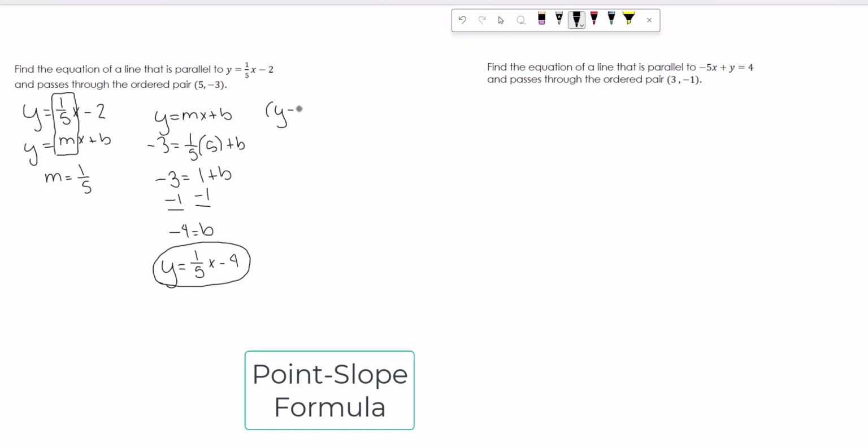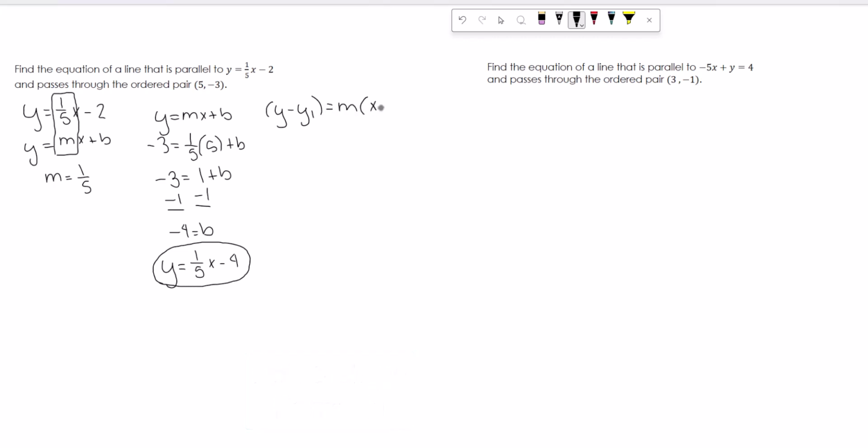We'll have y minus y1 equals m times x minus x1. The first y stays there, minus, now our y value in the ordered pair is -3, equals, our slope is 1/5 times, the x stays there, minus our x value, which is 5. Two negatives make a positive, so we have y plus 3 equals, now I'm going to distribute, 1/5 times x is 1/5 x, 1/5 times -5 is -1.